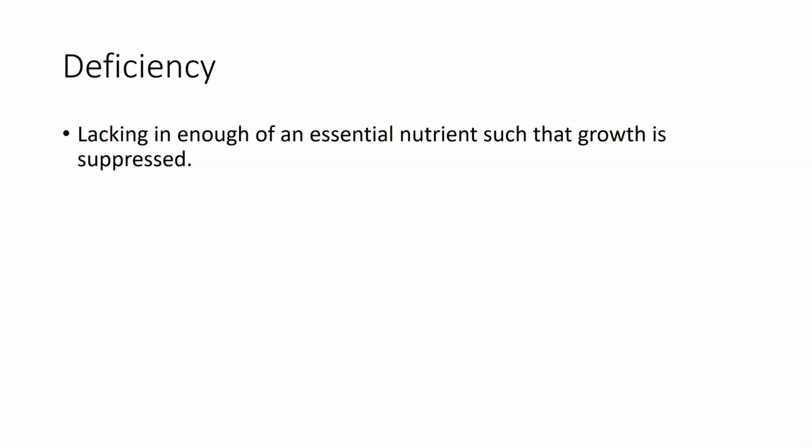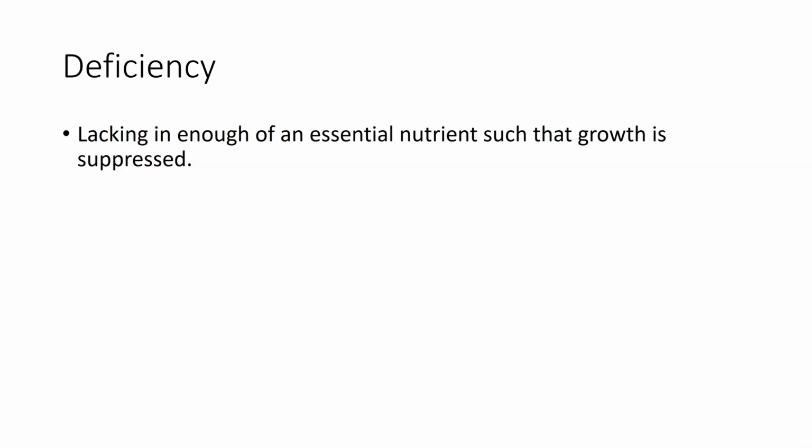We have deficiency. It is lacking in enough of an essential nutrient such that growth is suppressed, which means that we may not have optimal growth. We may have enough to be able to get through everything, but we may not have enough material to have optimal growth. Adding a little bit more, we could still get things going a little bit better. When we're looking at a deficiency, it's not a clear-cut line. You're going to find sufficiency and deficiency overlap. You're looking at maximums in there.